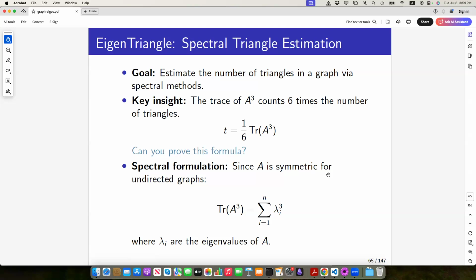So we said that the total number of triangles is equal to the trace of A cubed divided by 6. Now, from the spectral properties of a symmetric matrix, we can prove that A cubed has the eigenvalues of the original matrix cubed. So if A has eigenvalue lambda 1, A cubed has eigenvalue lambda 1 cubed. It's very easy to prove. So the number of triangles is equal to the sum of the cubes of the eigenvalues divided by 6.